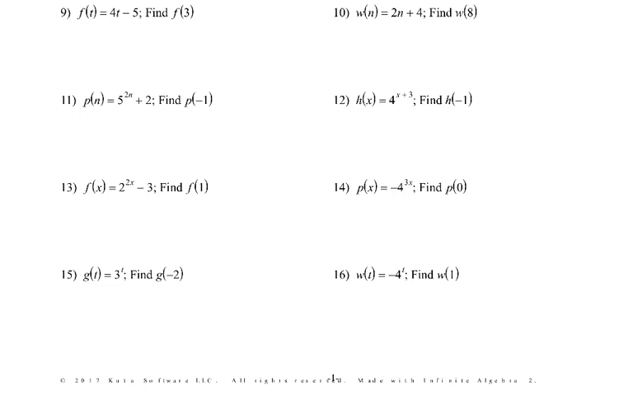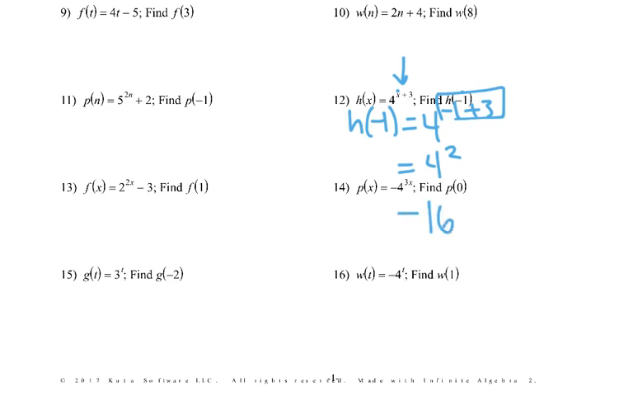We already started with 11, so 12. So I take my input into the x, and I go h of negative 1 equals 4 to the negative 1 plus 3. Negative 1 plus 3, since it's all in the power, we start with that first. That would be 2, so I'd get 4 squared. So 4 squared is 4 times 4, so it's 16. So h of negative 1 equals 16. Input of negative 1, output of 16.